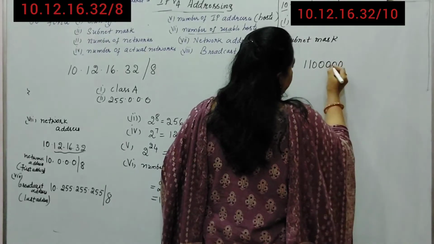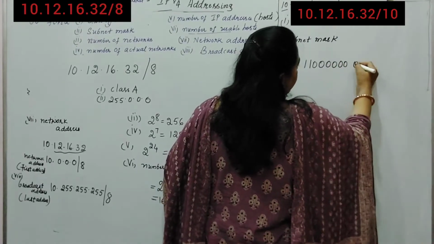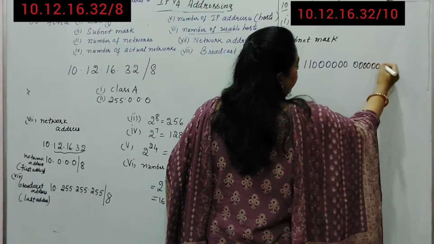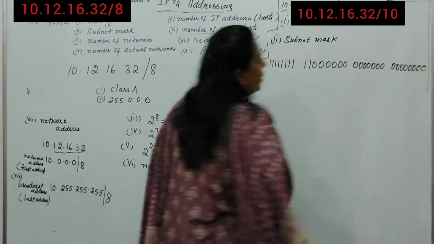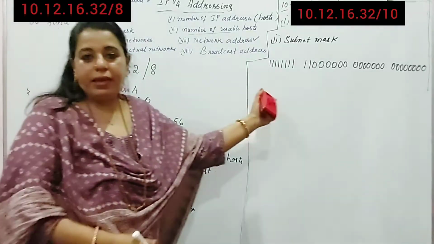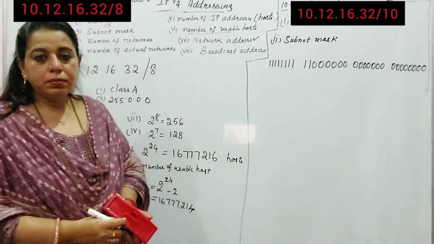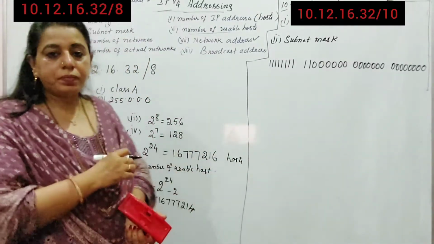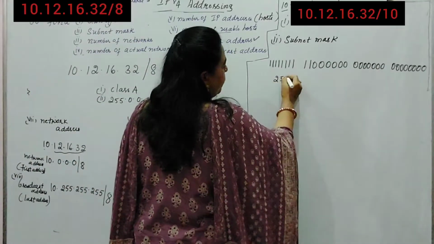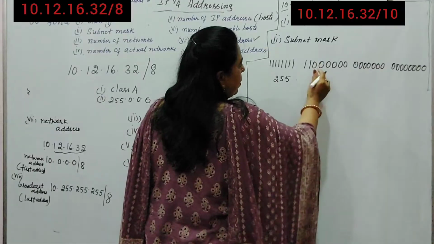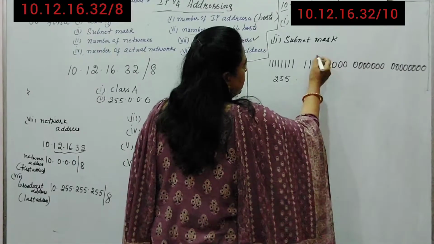Zeros. 1, 2, 3, 4, 5, 6, 1, 2, 3, 4, 5, 6, 7, 8, 1, 2, 3, 4, 5, 6, 7, 8, okay. So this is the value in binary here for the subnet mask. If this is the case, then you just see now the equivalent decimal value, this is 255. And what about this one? The decimal value for this is how much?